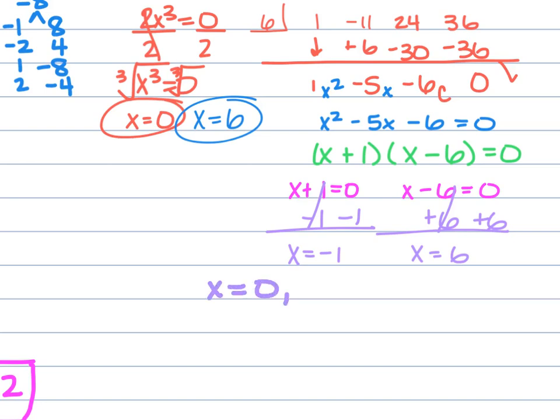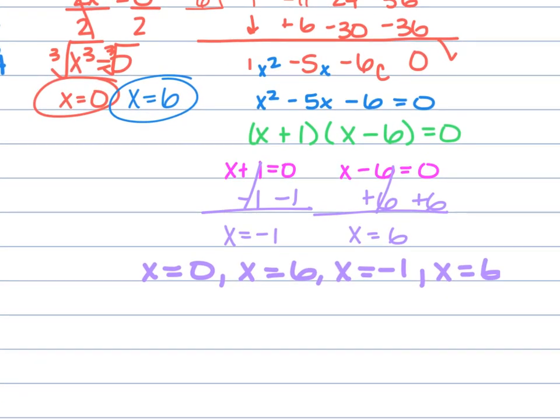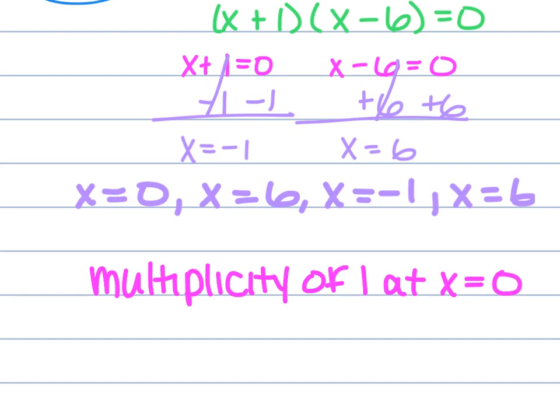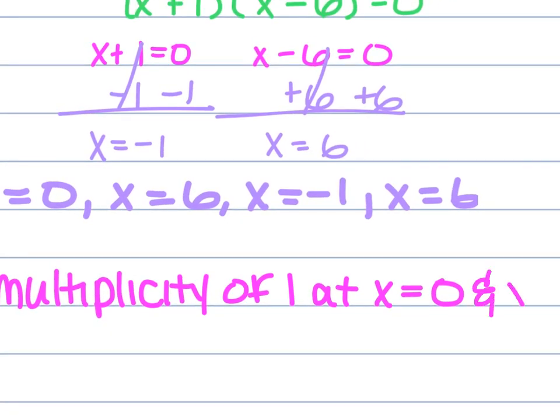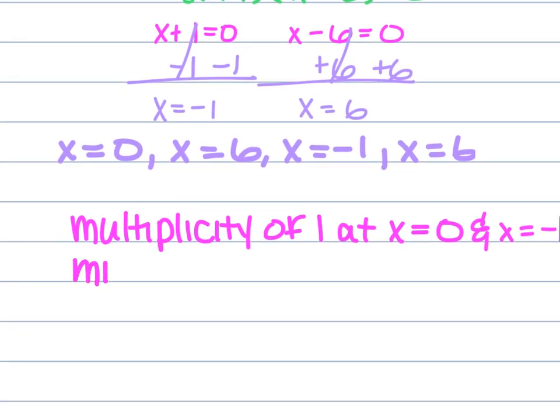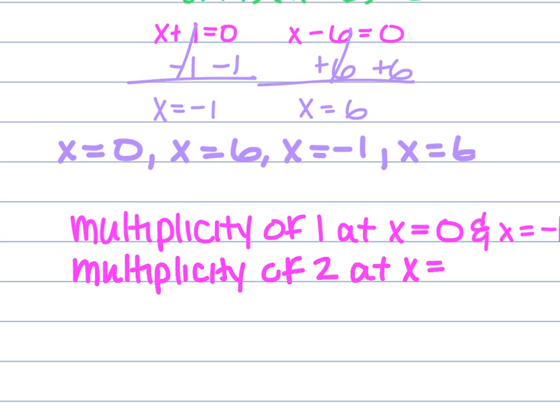So look at our solutions now. We have x is equal to 0, x is equal to 6, x is equal to negative 1, and x is equal to 6. So use your multiplicity here. We have a multiplicity of what and what? We have a multiplicity of 1 at x is equal to 0 and x is equal to negative 1. Then we also have a multiplicity of 2 at x is equal to 6.